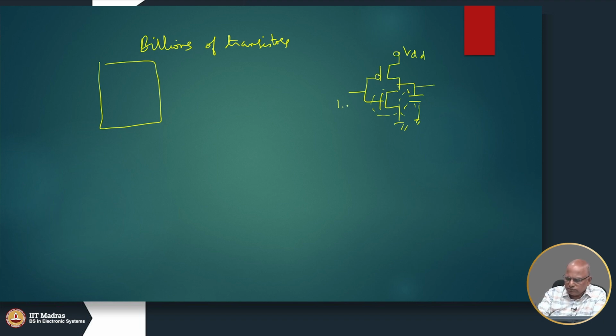Now, if this were to change from 1 to 0, this transistor will stop conducting. This other transistor will conduct and charge the capacitance. So, the output will go from 0 to 1. During that period, a charging current will be drawn, so charging current flows when the output goes from 0 to 1.